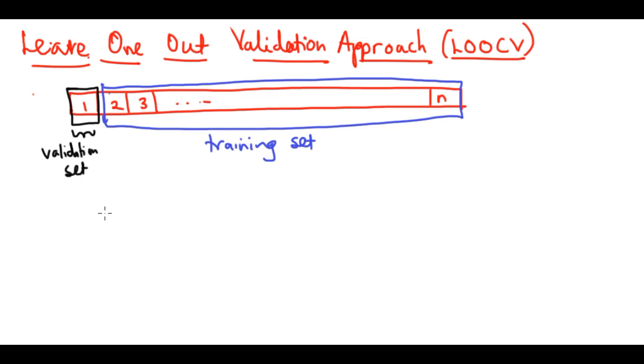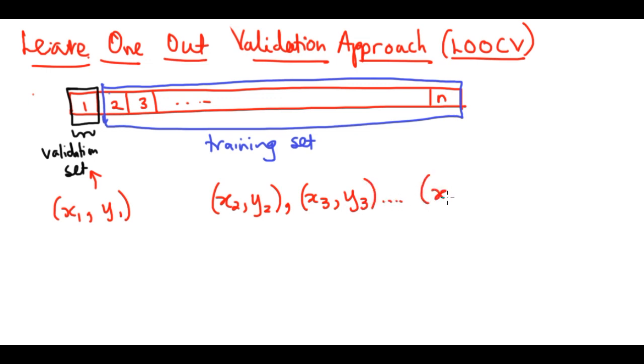So essentially, it's going to take a single observation, let's say x1 and y1, and this is going to be our validation set. And then the rest, x2, y2, x3, y3, all the way up to xn, yn, will form our training set. Let's just put some mathematical notation here, like a set notation.